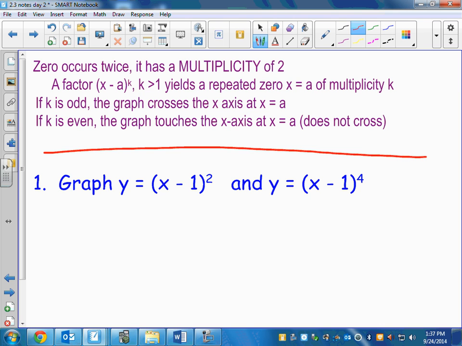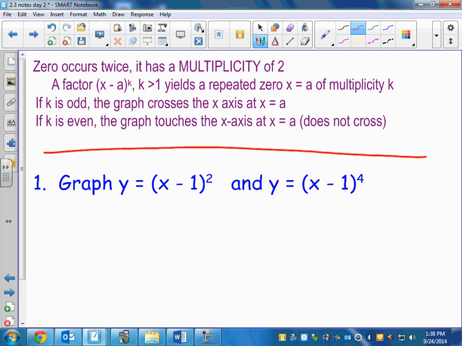Multiplicity has to do with when a zero repeats itself. Before precalculus, we kind of call these repeated zeros. And if you have a zero that is repeated, then we say it has a multiplicity for whatever power's out there. There's a lot of letters in this, but the big idea is if you have something to the k power where k is bigger than 1, then you're going to get a repeated zero for whatever that zero is, and we're going to say it has a multiplicity of k.